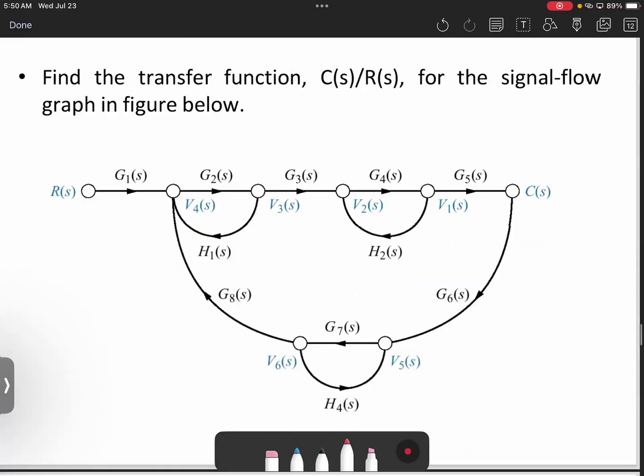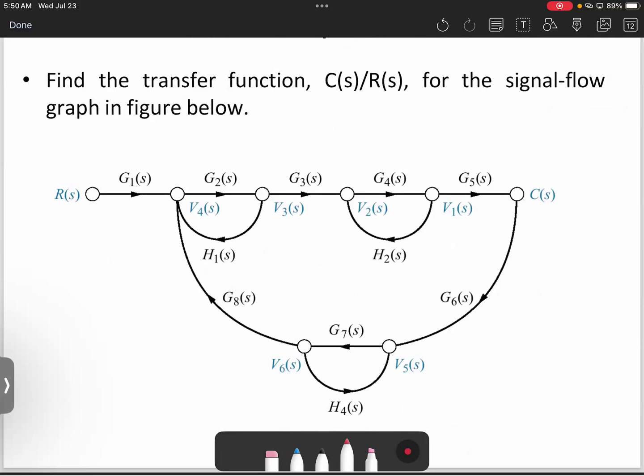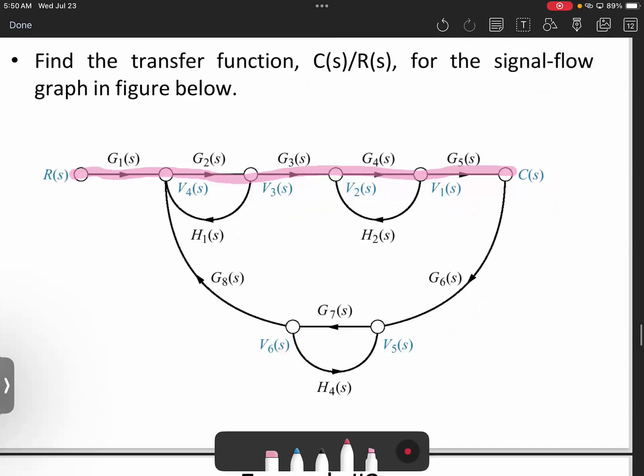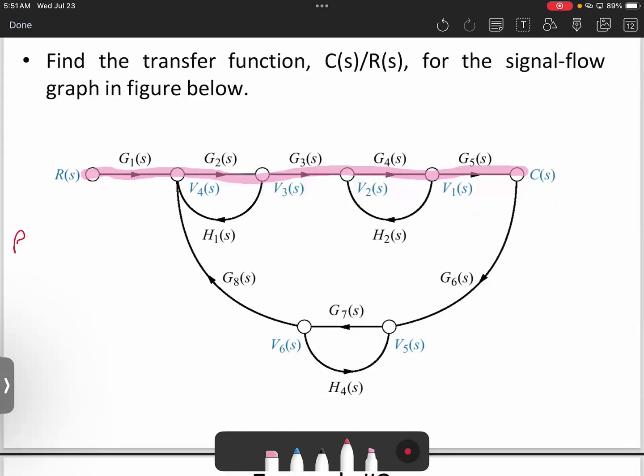Here's example number 3. Find the closed loop transfer function using Mason's rule. Let's figure it out. How many paths? Let's see. Here, here, here, here, here. Is there any other possibility for a path? Are you sure? Yes. What's the gain of the path? G1, G2, G3, G4, G5.